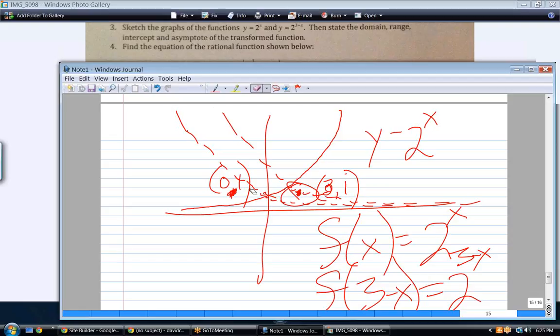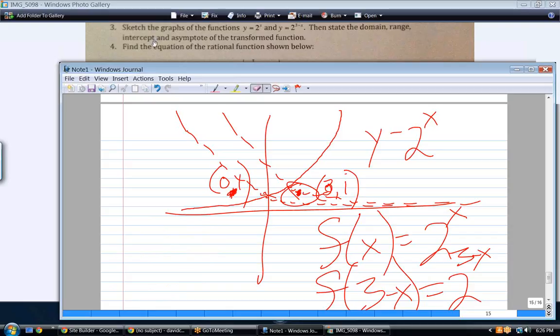Yeah, y can never be 0, but y can get very, very small. If x is a billion, you've got 1 over 2 to the billionth power. That's a very tiny number. So it is going to approach the x-axis, even the translated reflected version. Okay. So you got the right domain, you got the right range. What's the intercept?